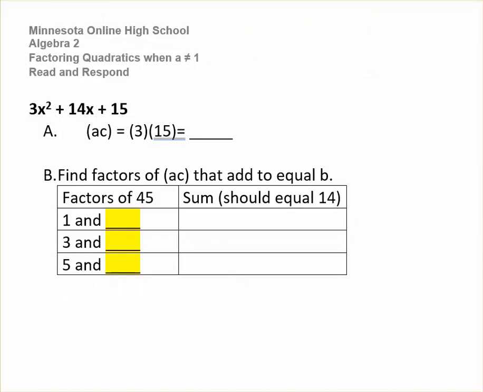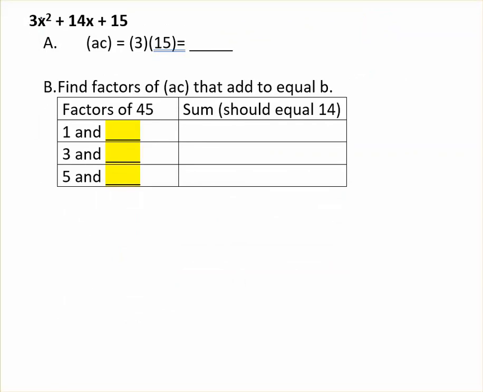Okay, so we're going to factor 3x squared plus 14x plus 15. We start by multiplying our a and c. So 3 times 15 gives us 45. So now we're going to be looking for factors of 45. It's good to do this in a logical fashion where you start with 1 and work yourself up. So 1 times 45 would work, 3 times 15, or 5 and 9.